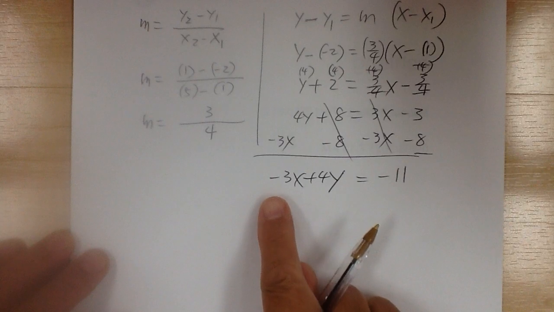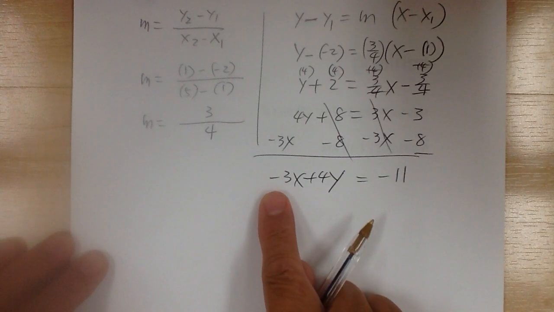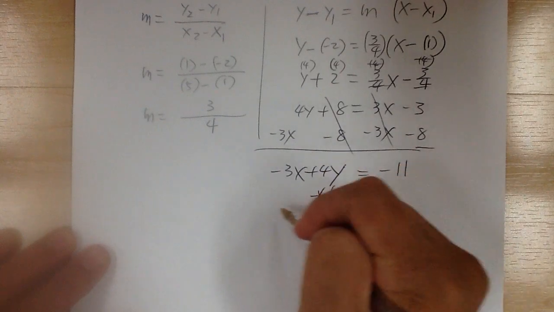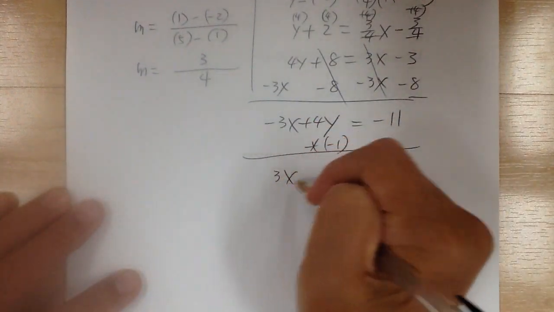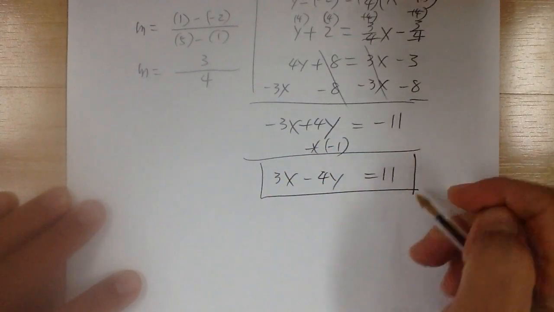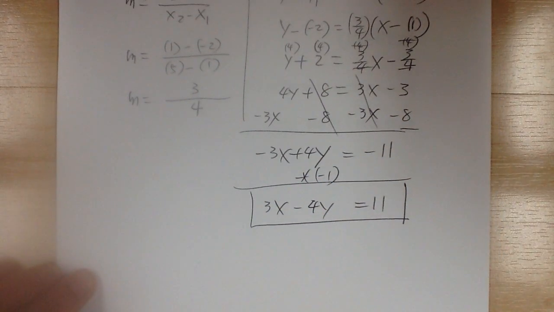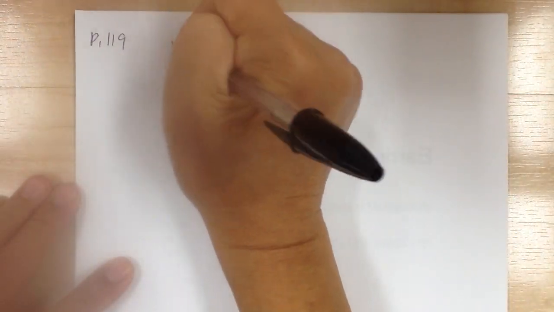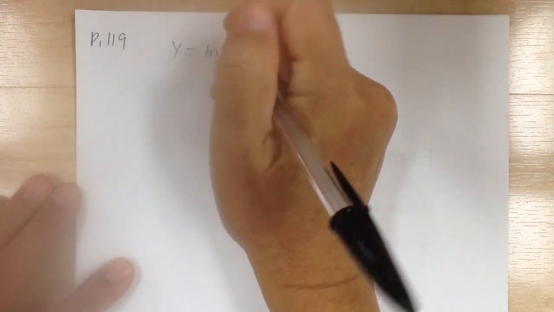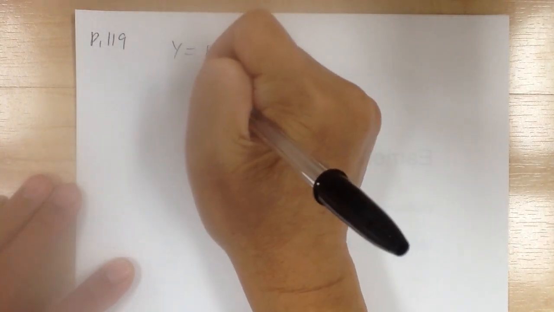But remember, standard form cannot have a negative at the beginning. You're always positive. So multiply everything by negative 1, and you've got 3x minus 4y equal to 11. Okay, let's go to page 119. Now here's another form. You have y equal to mx plus b. This is the slope-intercept form.